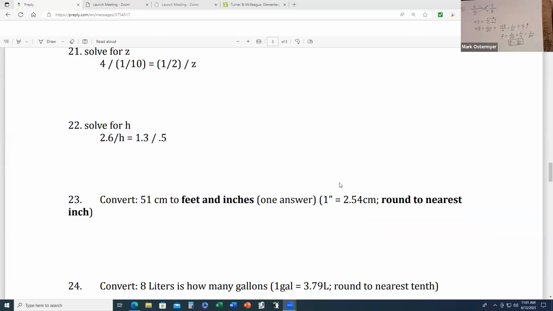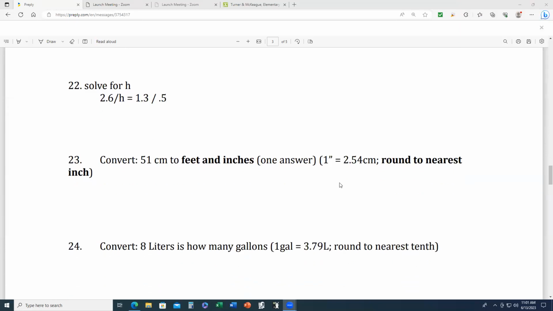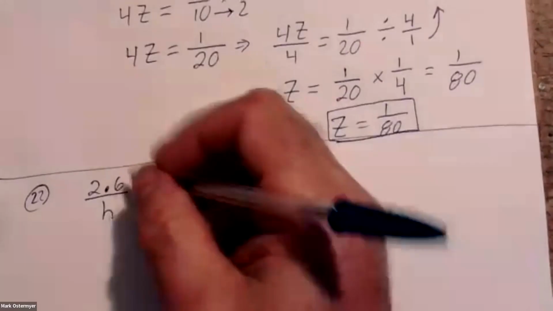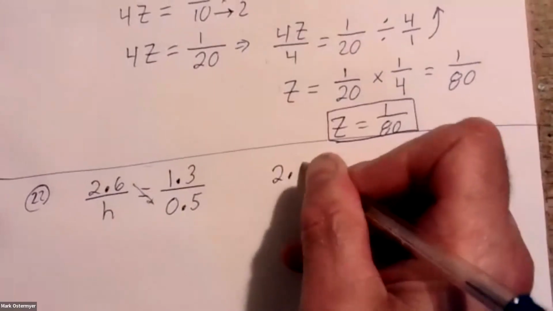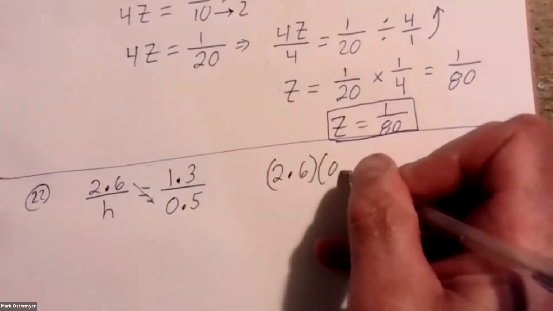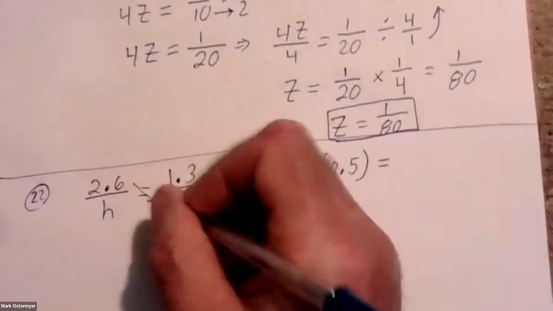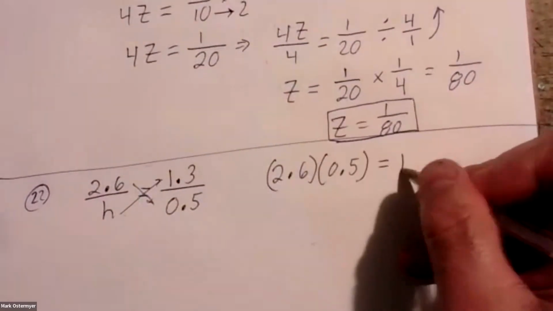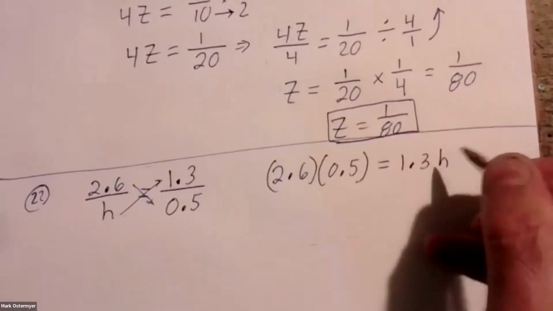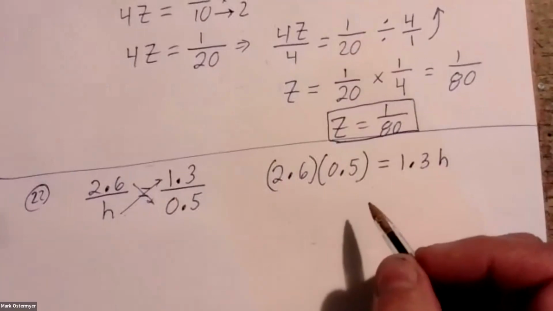Number 22, solve for h. 2.6 over h equals 1.3 over 0.5. In other words, we have a mess, but we're going to take a look at it, correct? All right, here we go. Now we're going to try to solve for h. It's a proportion, so we can cross multiply. So we have 2.6 multiplied by 0.5, and I'm going to set that cross product equal to this cross product, h times 1.3 or 1.3h. Now what's 2.6 times 0.5?